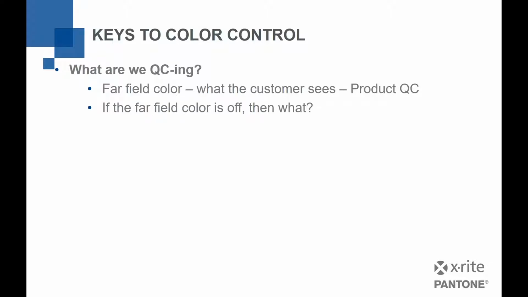But if I measure that, and we'll stick with the shingle, if I measure that shingle and the far field color is off, it's not good, then what? Well, why is it off? Is it off because of the components, maybe the various different colored pieces of particulate in that shingle, maybe one of them is off color, right? So now I need to QC the components.